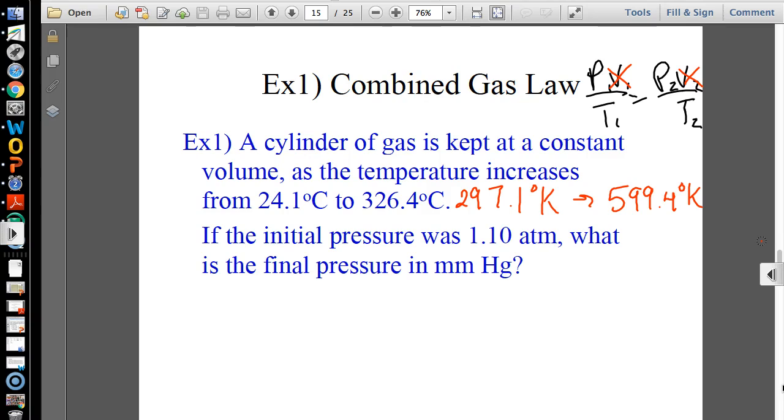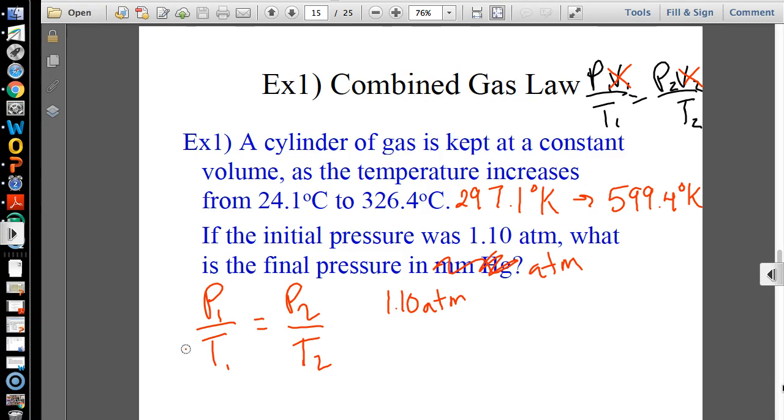Alright, so if the initial pressure was 1.10 atm, we're just going to solve for the final one in atm. If you want to go to millimeters of mercury, there's a simple conversion, not a big deal. You want to do that? Fine, I'm not doing it. So I'm going to rewrite the formula that I need, P1 over T1 equals P2 over T2, and then fill in the stuff that I know. My first pressure is 1.10 atm, because it says the initial, which means the first one, the one with the 1 on it. My first temperature was 297.1 degrees Kelvin.